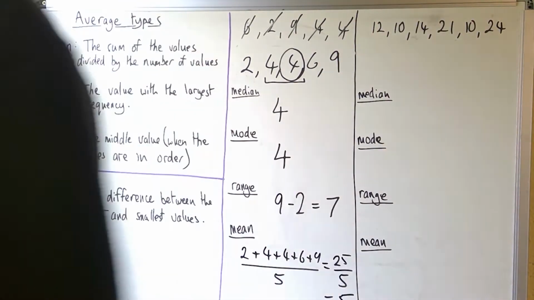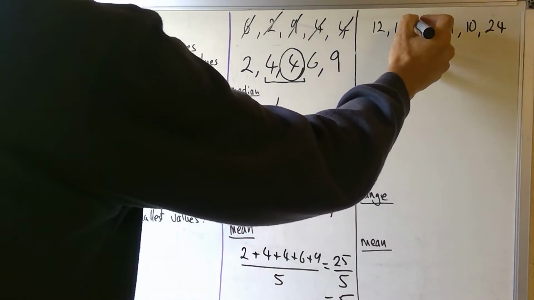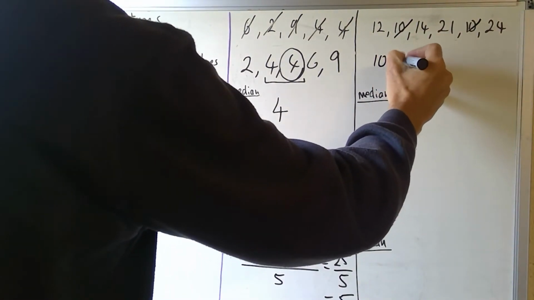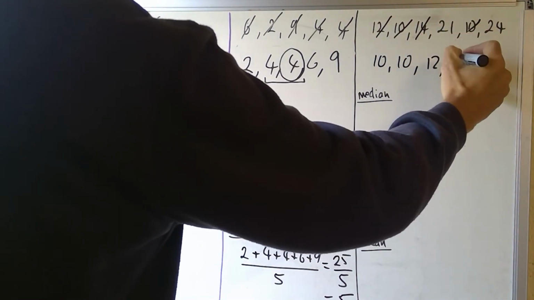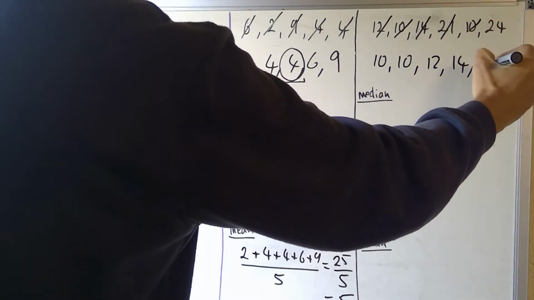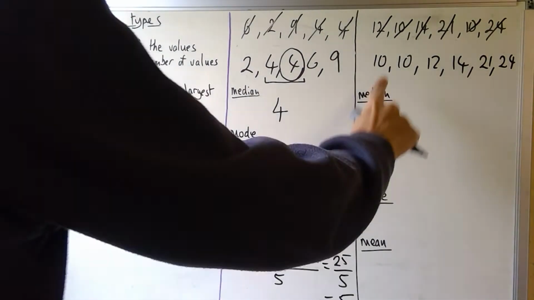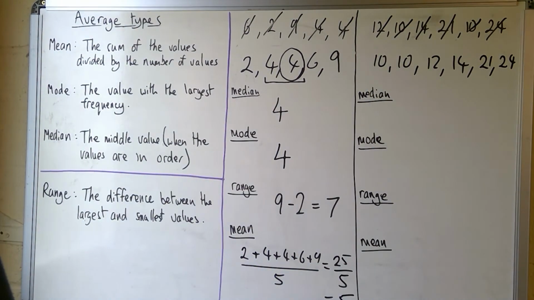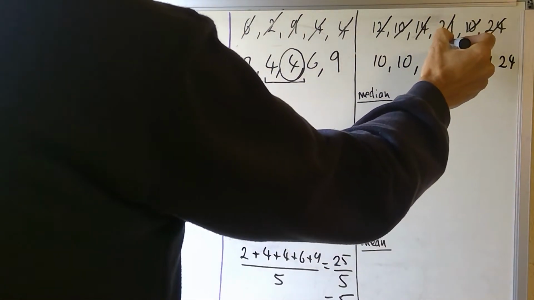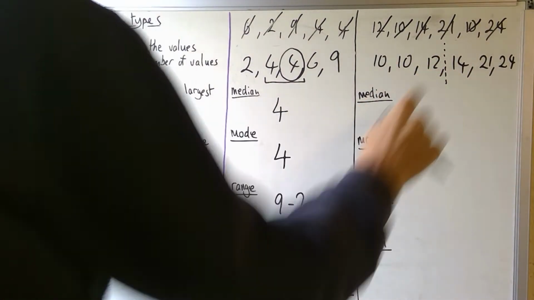This set of numbers, there are 6 numbers here. First thing I'm going to do is I'm going to put them in order again. So I've got a pair of 10s to start off with, and I've got a 12, then a 14, a 21, and then a 24. To find the median, because I've got an even number of values, the middle is actually between the 12 and the 14. There isn't a middle value.